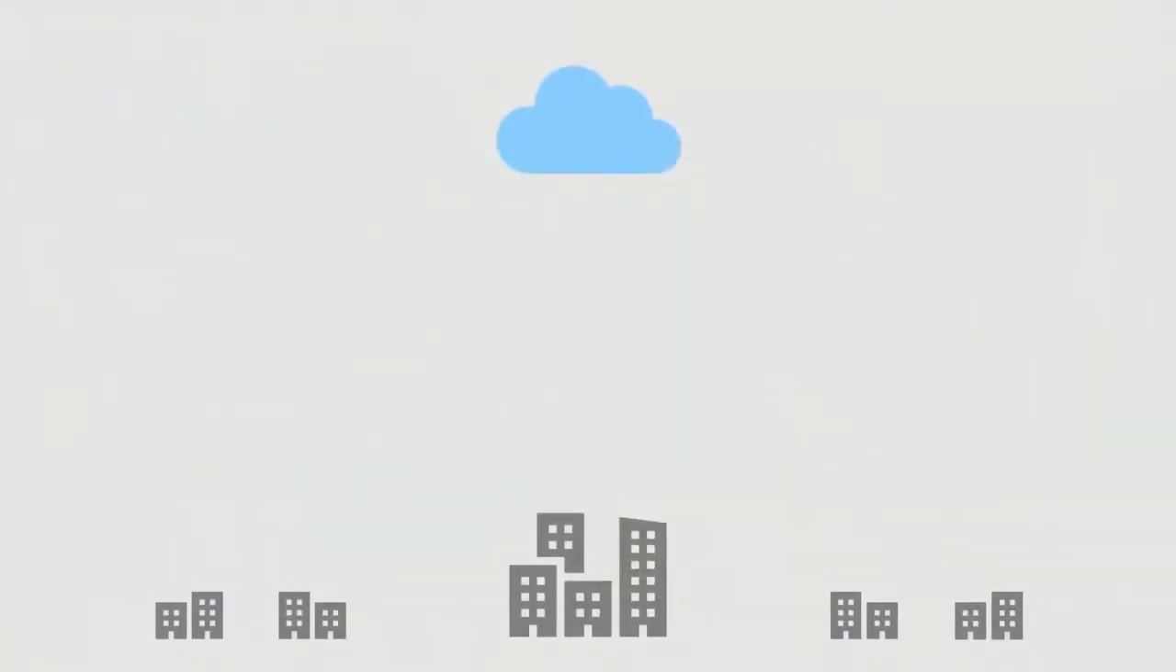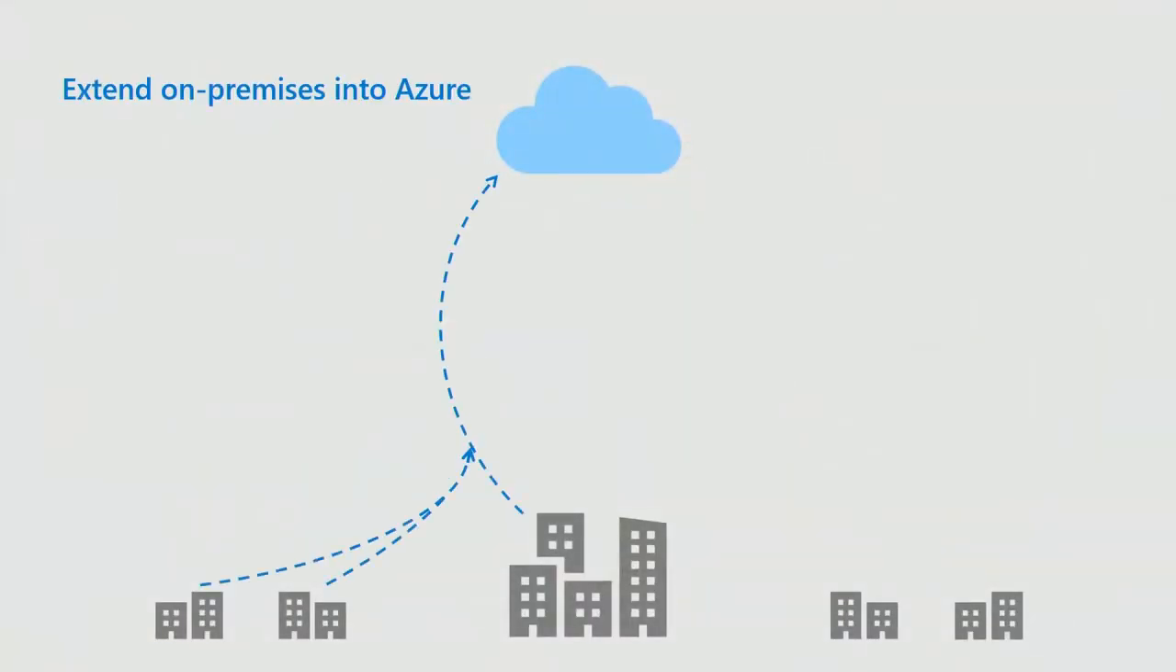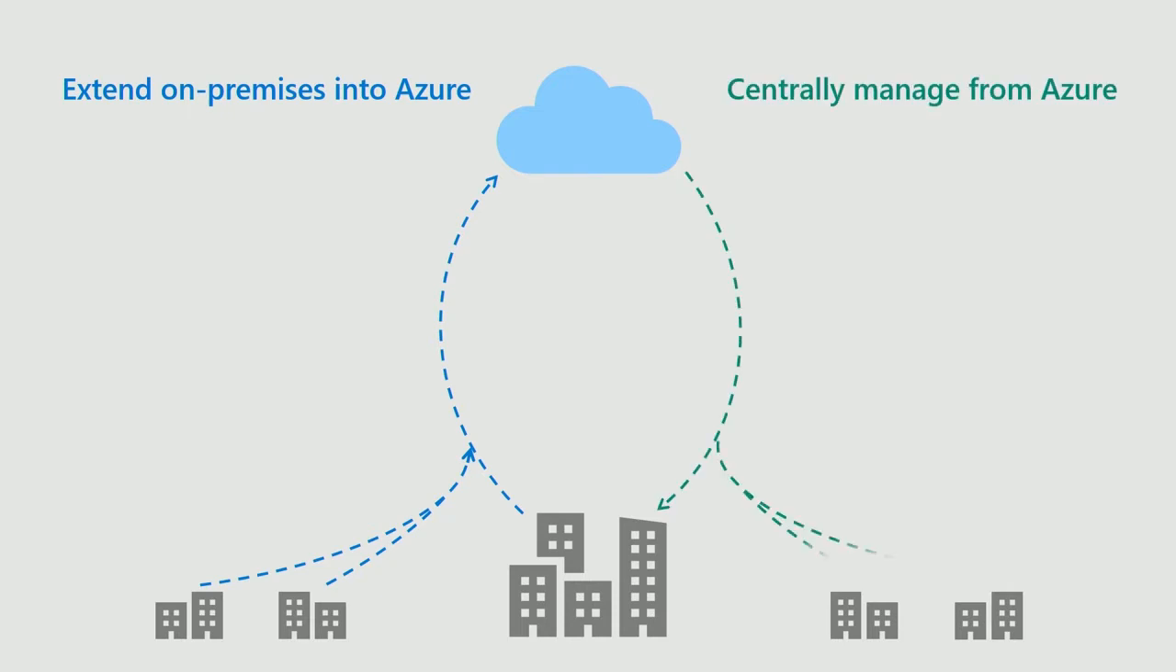It appears right here. So when we talk about hybrid, the first part, one way to think about it, is extending on-premises into Azure. So the things that you have running on premises, how can we extend that into Azure, for example? And then there's also the second one, which is centrally managing from Azure. We'll get to that in a minute. So let's talk about how you can extend your on-premises into Azure.